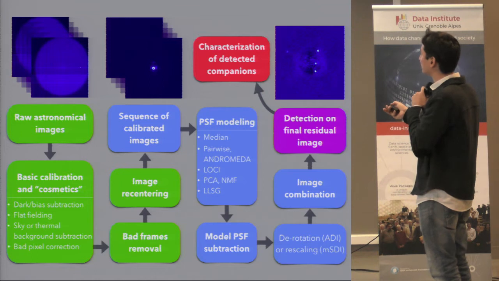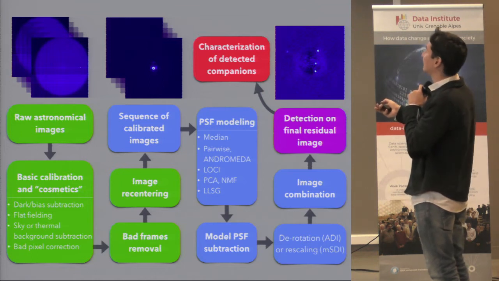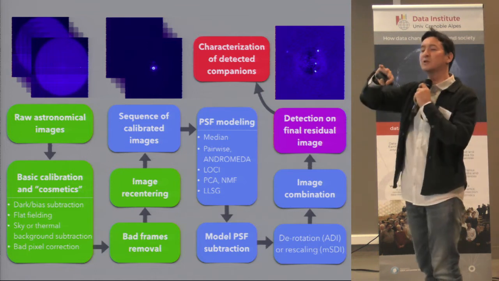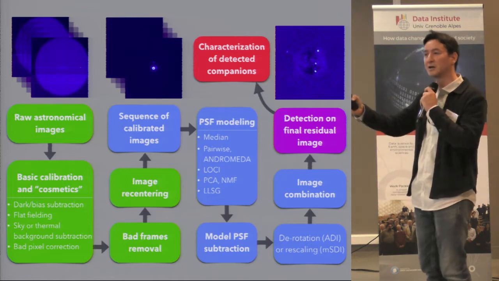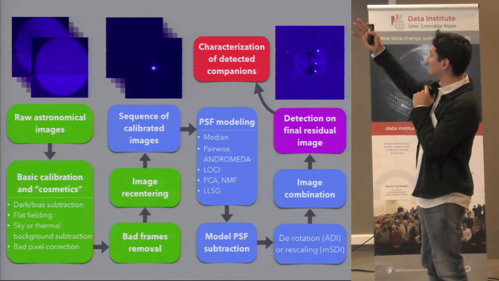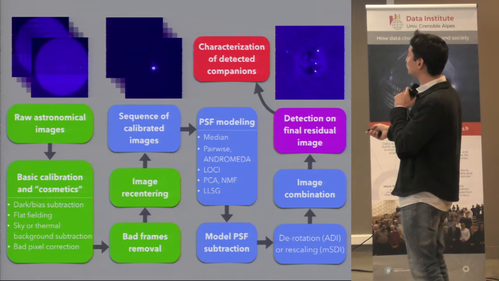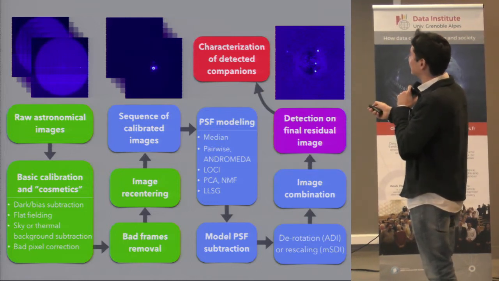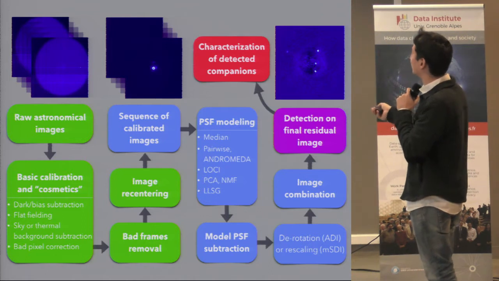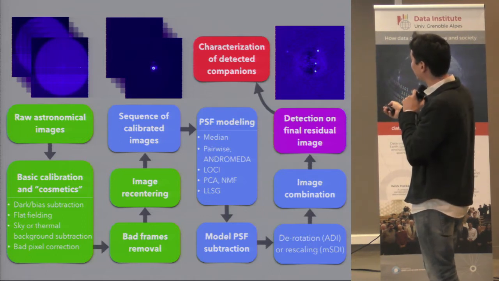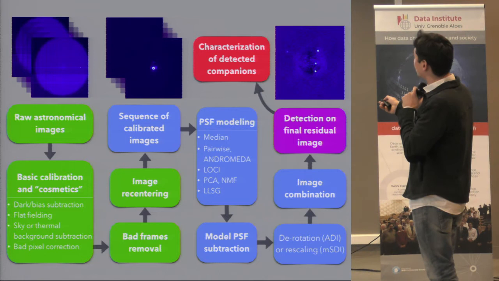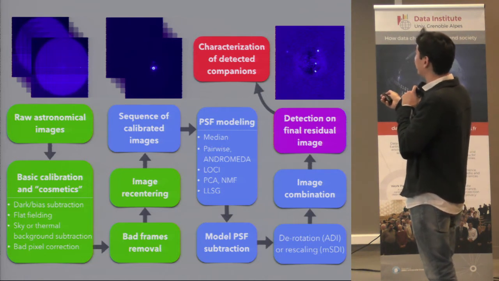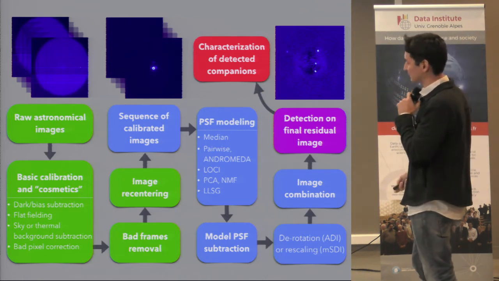From here we can do what is called post-processing. We try to model the coronagraphic PSF, so that's the remaining light of the star and the associated noise pattern. We try to remove that, then combine the residuals: we subtract the model and combine the residuals to get a final image. We try to do detection on there and characterize the detected companions.